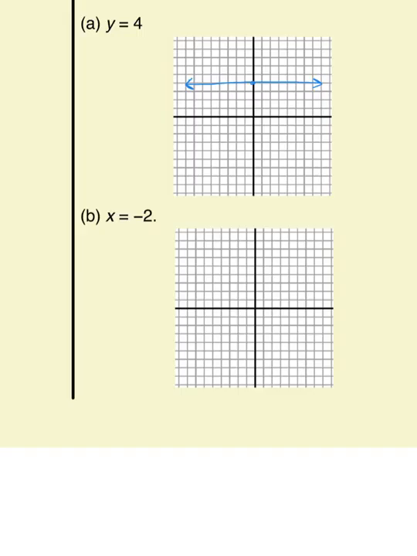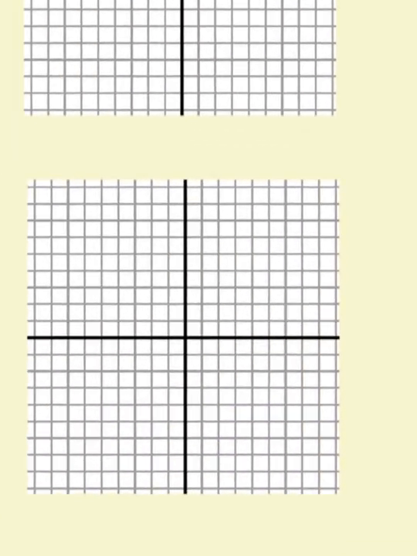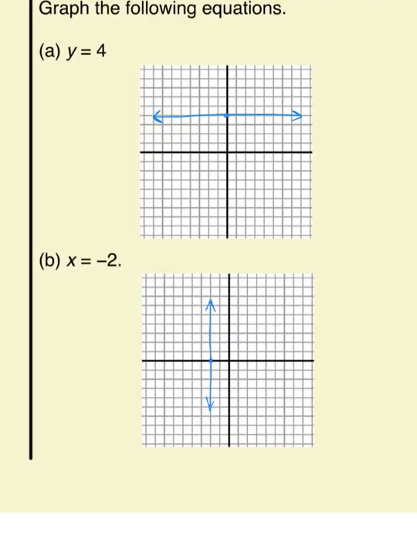All right, and then on the vocab in the page before this, when x equals a number, that's a vertical line. So to graph x equals -2, I'm going to find the x-intercept, -2, and then draw a straight up and down vertical line through that point. And the slope of the first line would be 0, and the slope of the line in part B would be undefined.